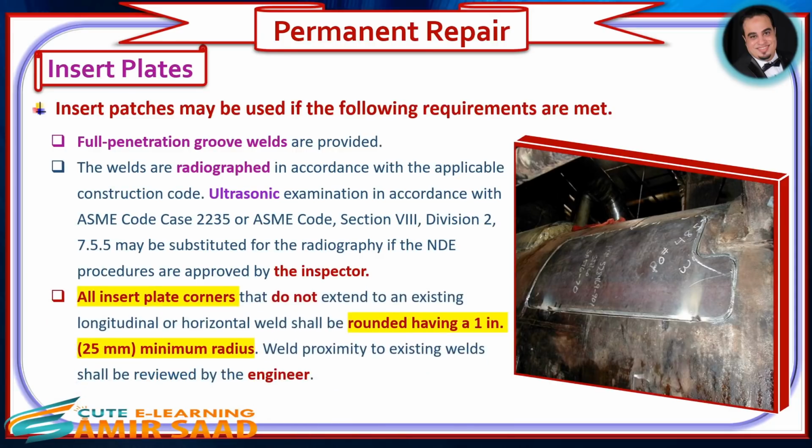All insert plate corners that do not extend to an existing longitudinal or horizontal weld shall be rounded, having a 1-inch minimum radius. Weld proximity to existing welds shall be reviewed by the engineer.